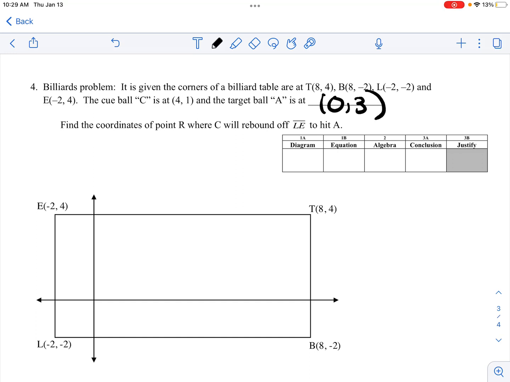Find the coordinates of point R, where C will rebound off of segment LE to hit point A. All right, read it once to just figure out what they're talking about.